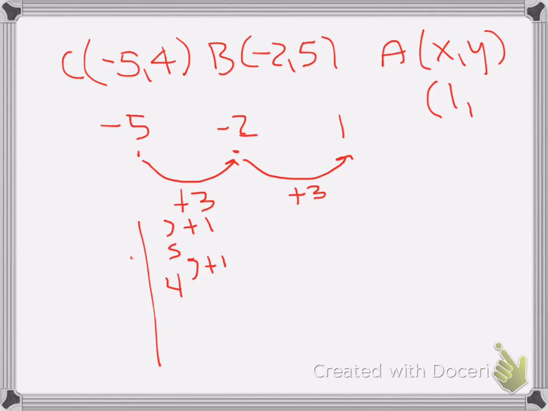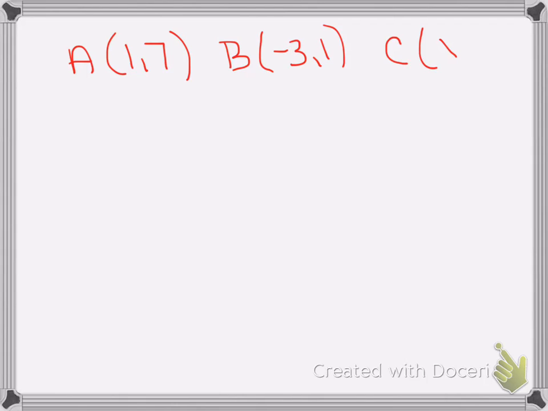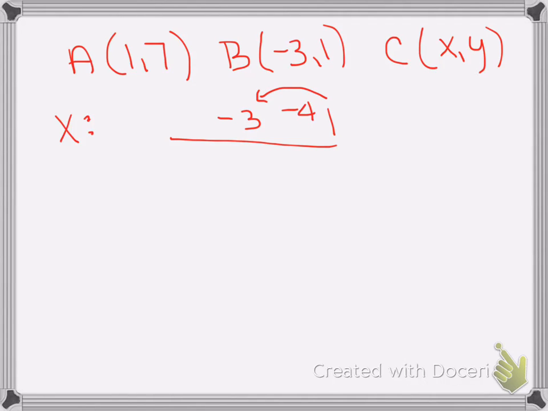Let's look at one more example of this. Suppose that I tell you that A is at 1, 7, B is at -3, 1. Where's C? X and Y. So again, if we think about the x's, 1, -3. Well, you can agree we go back 4, which means that the other endpoint would be back 4 from -3.